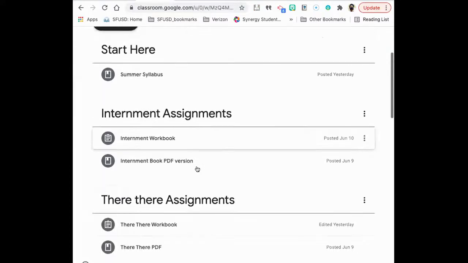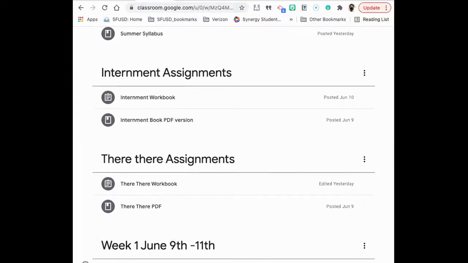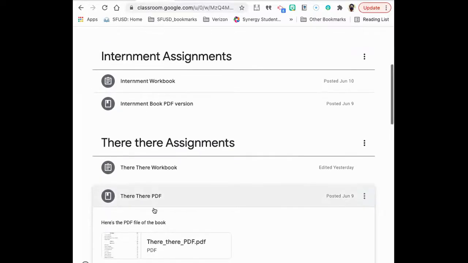All right, so here are your assignments. Either you chose there, or you chose internment. I think there's only one of you. Brian, I think you're the only one who hasn't chosen your book. Don't worry, I'll walk you through it. Here's your book. If you want to share with a family member, you're like, hey, book club with us. This is yours. Download it to your phone.